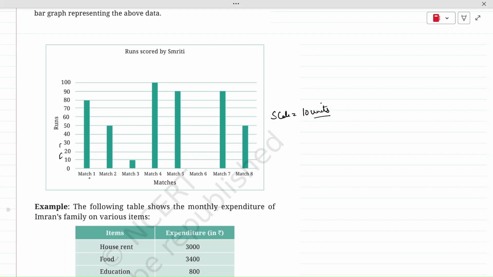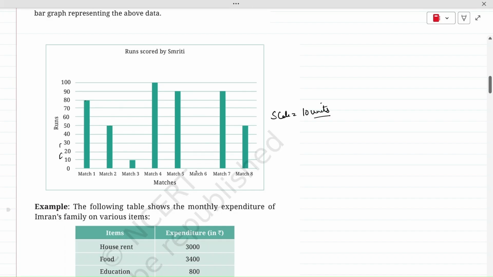So, in match 1, let us see the data, how much she has scored. Using our books, we can see that in the first match she has scored 80. So 80 has been plotted here, right? And in the second match, it is 50. In the third match, 10. In the fourth match, 100. In the fifth, 90. In the sixth match, the score was 0. So we have not shown any bar.